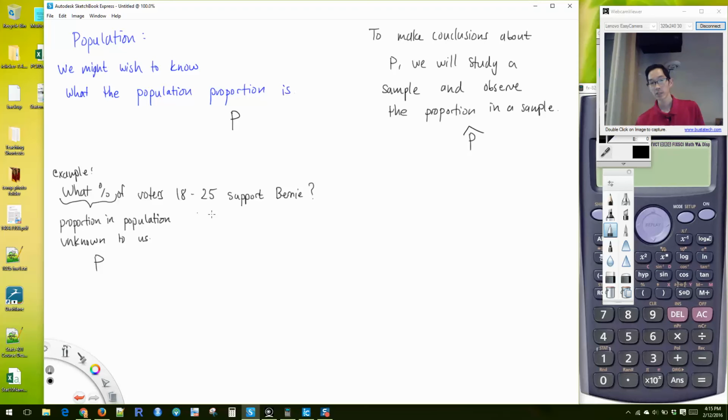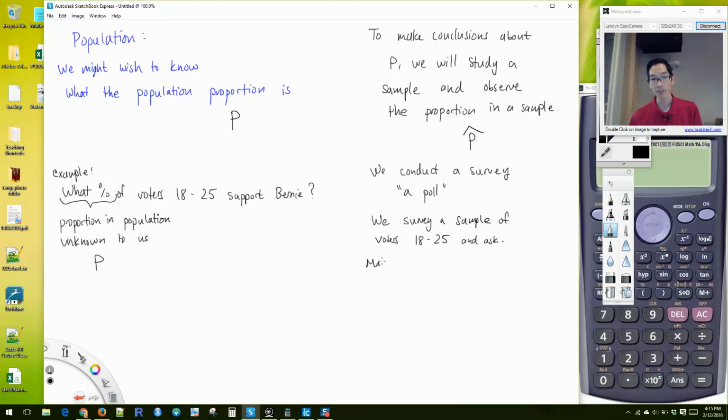So to get an idea of this, we conduct a survey, or as the news calls it, a poll. All right? And what that poll does is it's supposed to get a sample of voters that are representative of voters 18 to 25, okay? So we survey a sample of voters 18 to 25 and ask them.